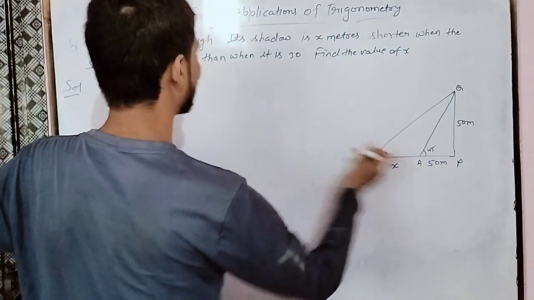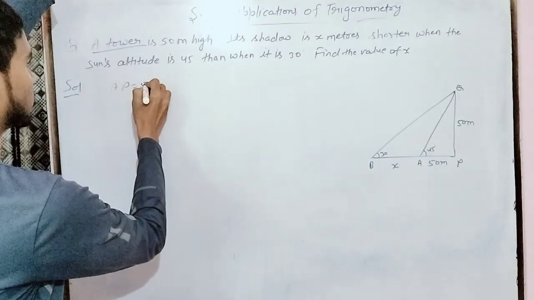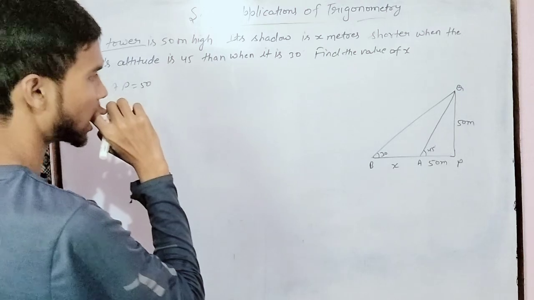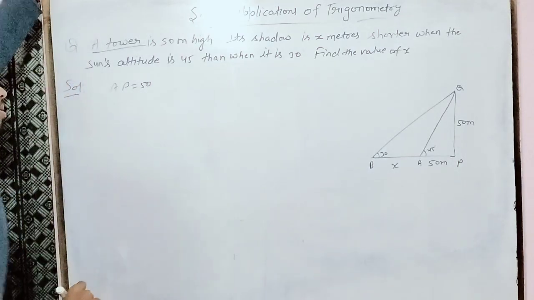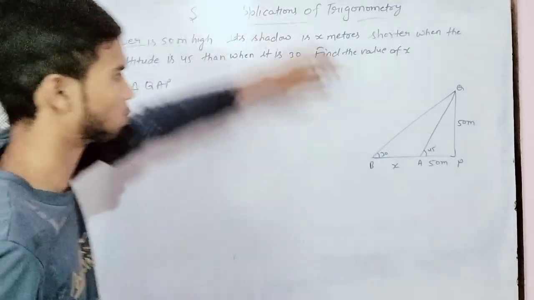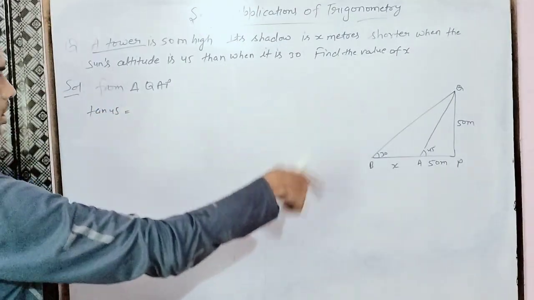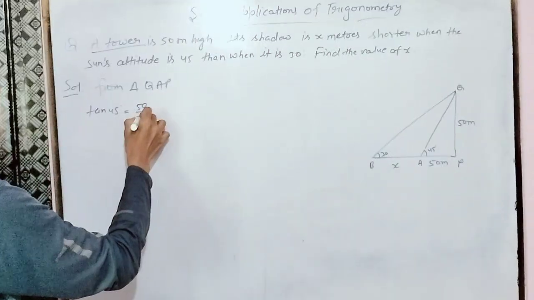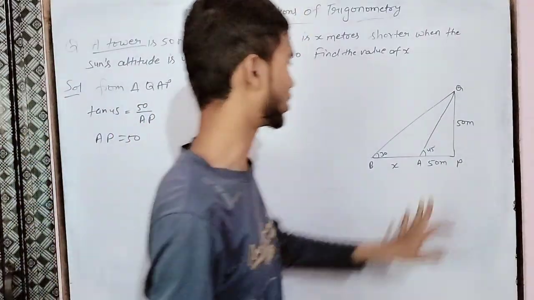So yes, this is 50 you are given. Now you can say AP is 50. Can you find it from triangle QAP? What is given according to this? Here tan 45 is P upon H. So P is 50. This is AP, so of course AP will be 50. So we have found this 50.